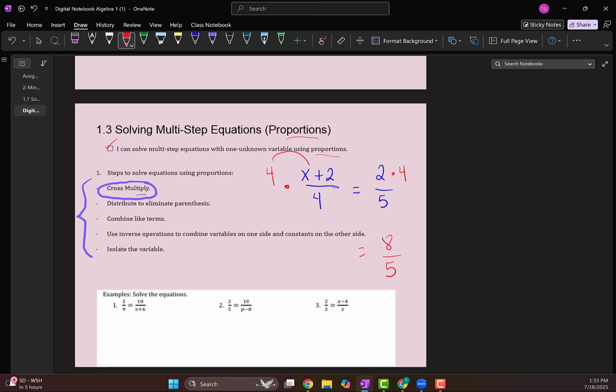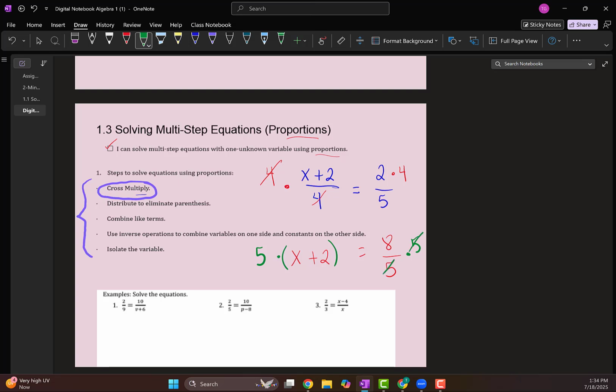The left-hand side, we could distribute that 4 to the x plus 2, but ultimately, really what's going to happen is this 4 and this 4 are going to divide out. And 4 divided by 4 is just 1. So we're left with 1 multiplied by x plus 2, but of course we know we don't need to write that 1. And then the last step is, okay, we've still got a fraction, but it's on the right-hand side. So we're going to go through the same process. We're going to eliminate this fraction by getting rid of the divide by 5 by doing the inverse operation and multiply by 5. So we multiply this side by 5 and we multiply this side by 5.